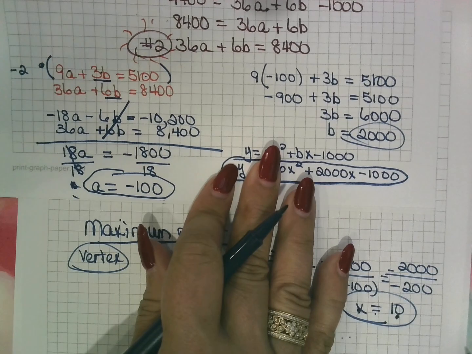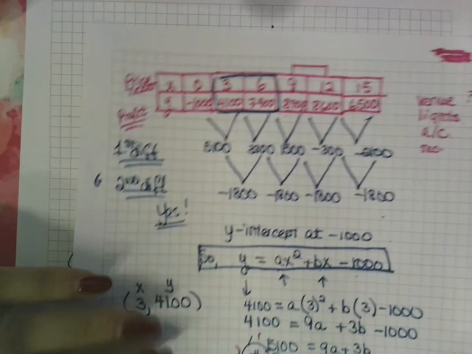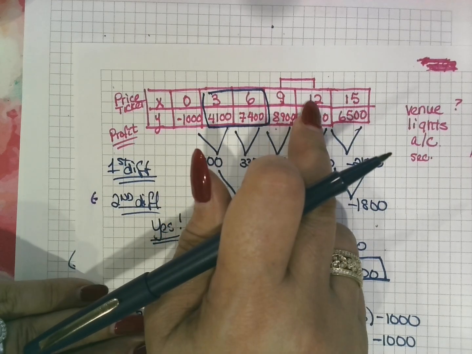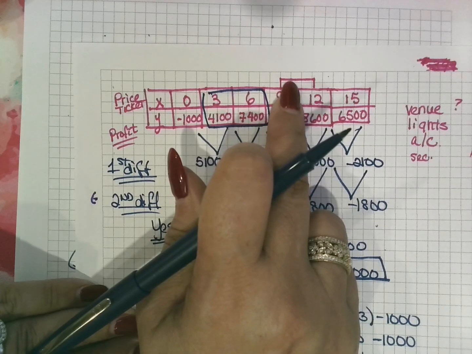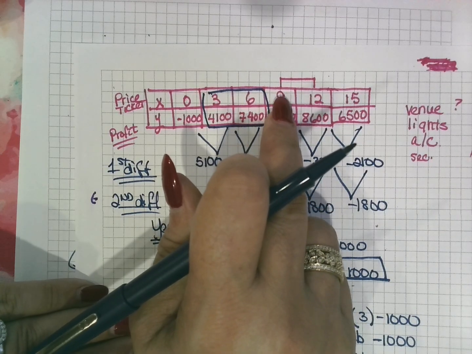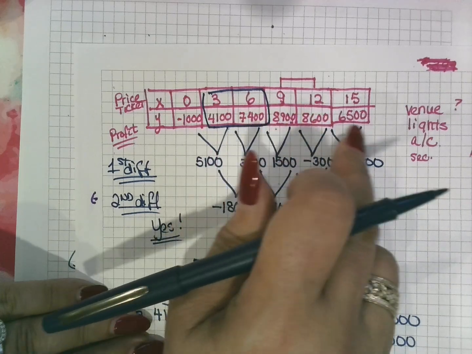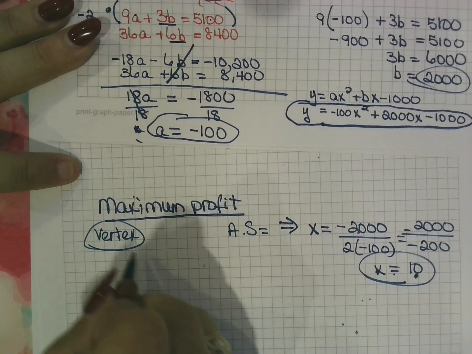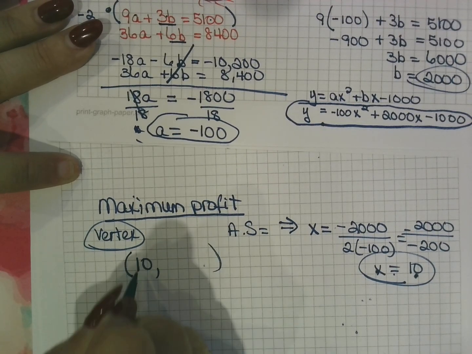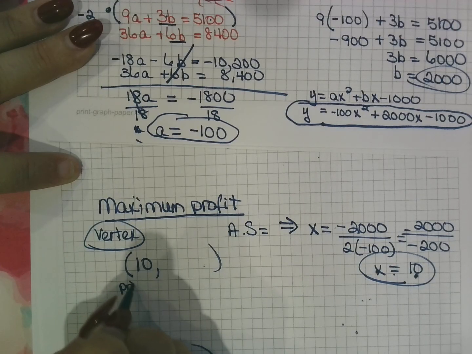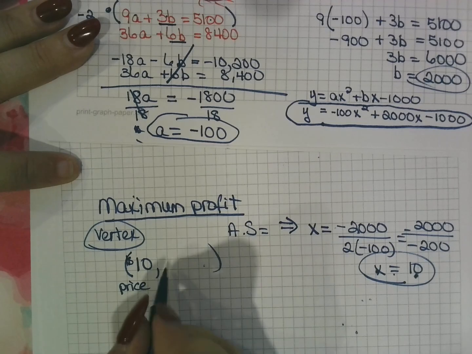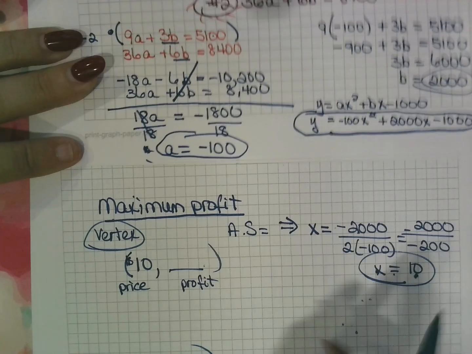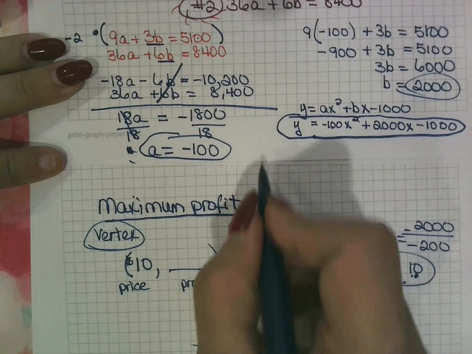Okay? So the maximum profit is when x is 10. Now if you remember, x represents the price of tickets. So when x is 10, which makes sense, it's between 9 and 12, that's where your vertex is, or your maximum is. So apparently once the tickets are over $10, people stop going to your concert. Not as many people go. So we have 10 for our vertex. We have 10 comma. Now 10 stands for the price, so it's really $10. And now we are looking for the profit. And in order to find the profit, we need to take the 10 and plug it back in here.